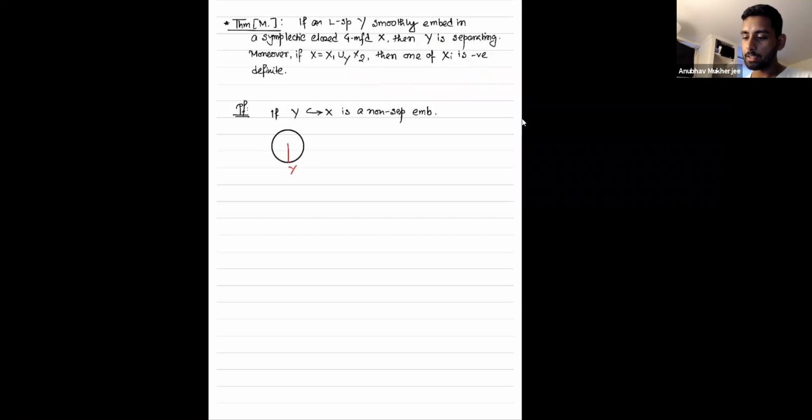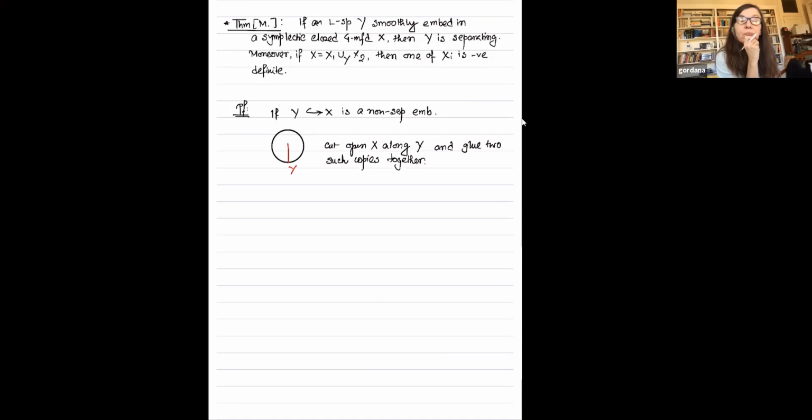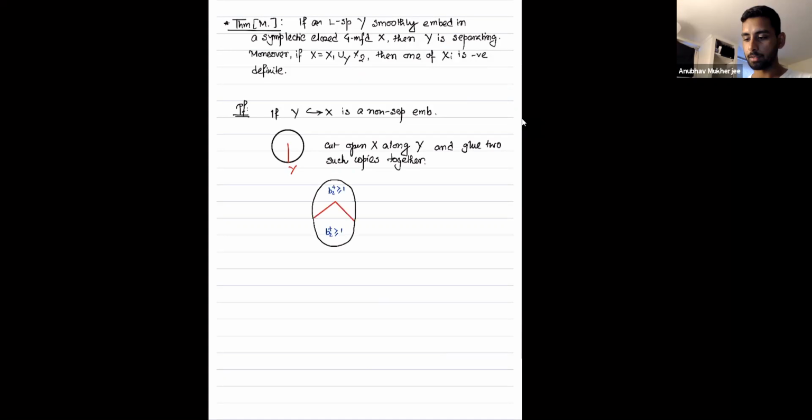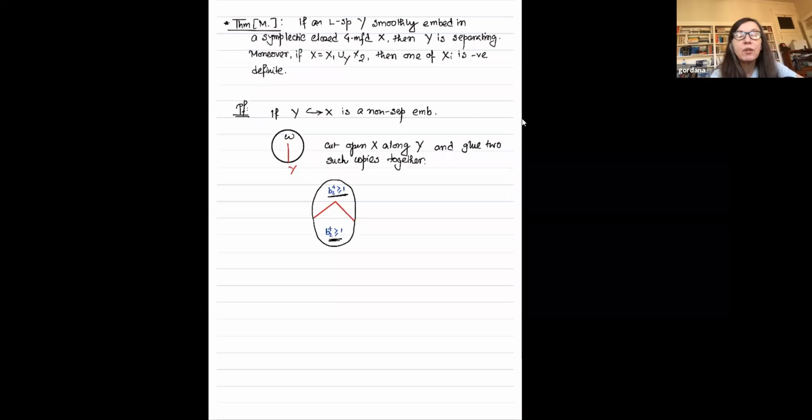Let's assume that it is non-separating. This is my X, and Y is non-separating. What I do is cut open X along Y, and then glue two copies together. Also notice that since Y is a rational homology sphere, from a Mayer-Vietoris homology calculation, it's easy to prove that b2 plus of both pieces is greater than or equal to 1, because I already have a symplectic structure. I guess I would separate those things and draw it as a torus, right?